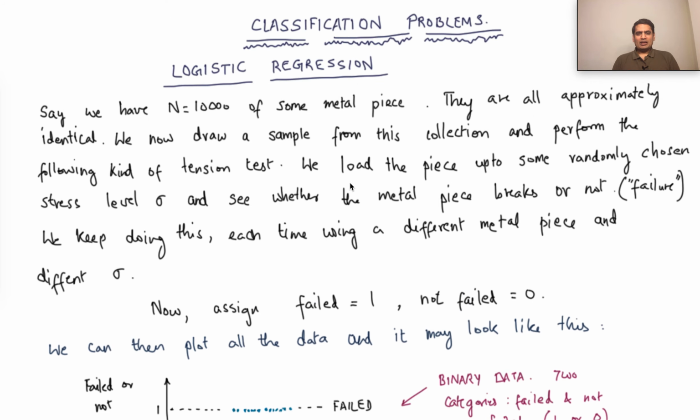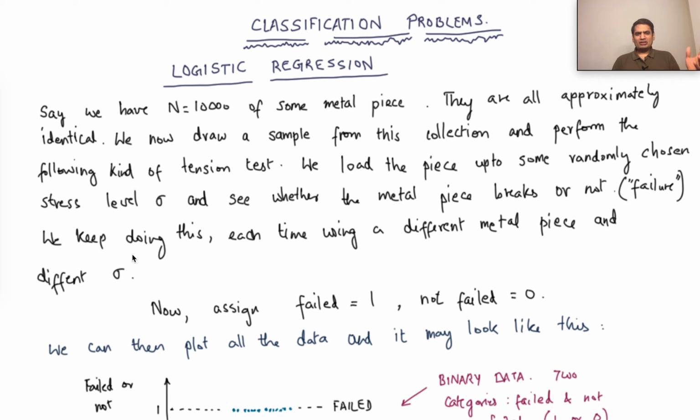Okay, let's say we load the piece up to some randomly chosen stress level sigma, right? So let's say you impose a stress level sigma on the material using some tension testing apparatus. Okay, it's a bit unconventional, especially because of the randomly chosen stress level. And then you see whether the metal piece breaks or not. In other words, whether there is failure or not.